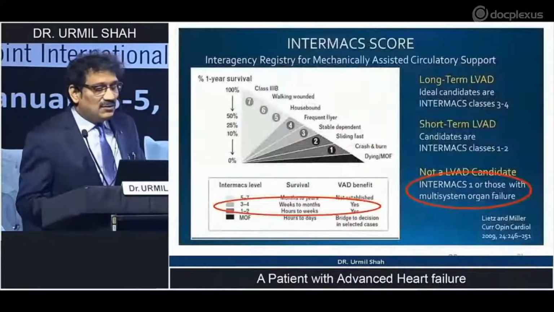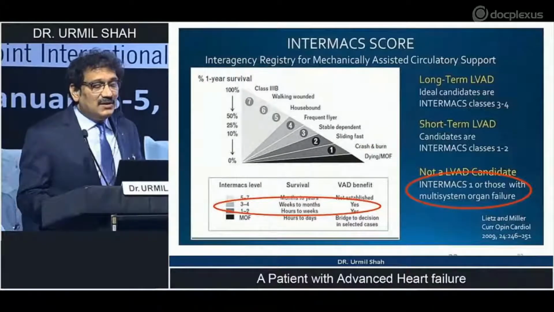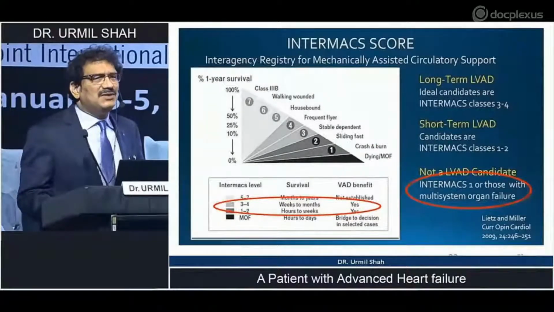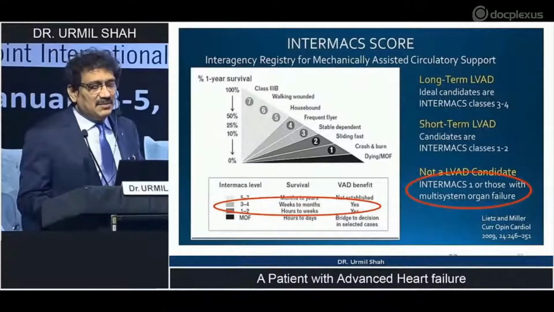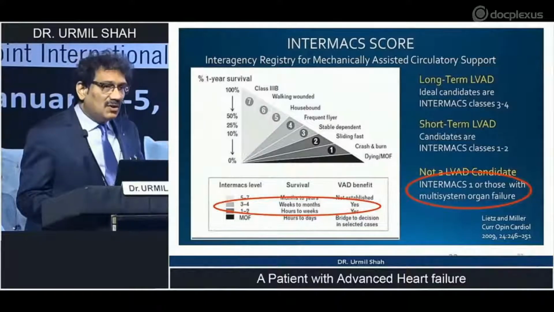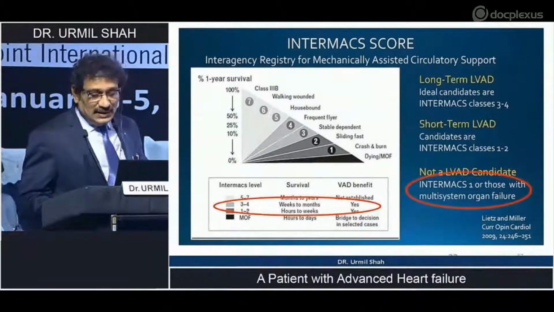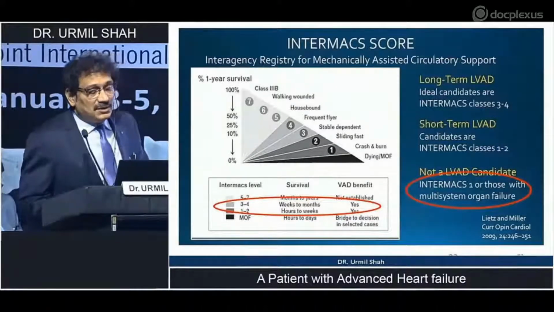The Intermacs score is very helpful to find out. If it is very low, that means 1 or 2, that means the patient is not going to benefit from LVAD therapy. So logically, when the patient is having frequent admissions, or the patient is stable but not having good access, that is a good time to refer.